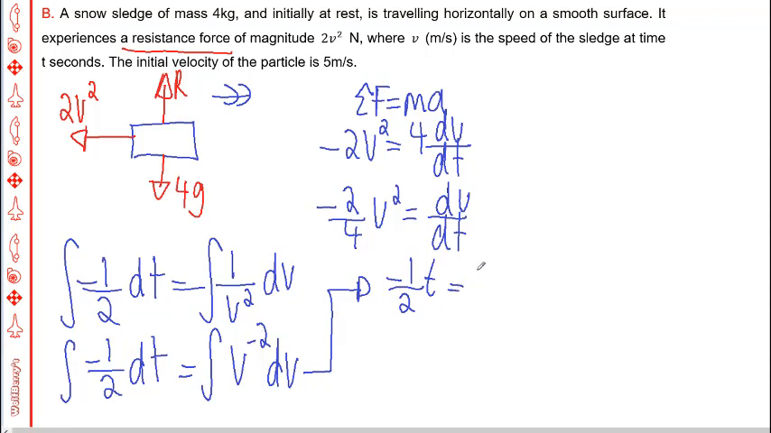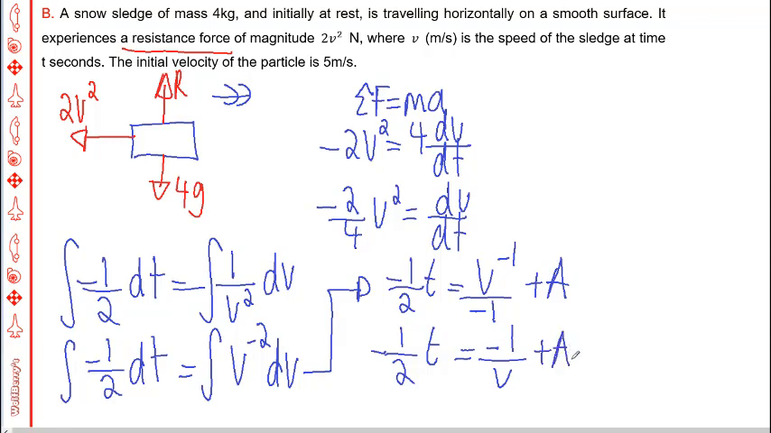Add 1 to the power, divide by the same number, plus a. Clean that up. Another way of writing it is equal to minus 1 over v plus a. Now, let's find a. It says here the initial velocity of the particle is 5 meters per second. Ignore that one. That's a mistake. Now, if the initial velocity of the particle is 5, then therefore when t is 0, v is 5. Plug them in, find a.